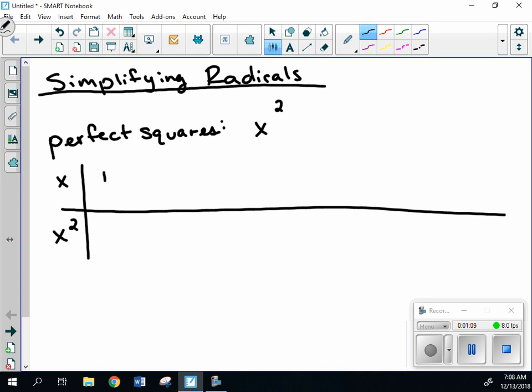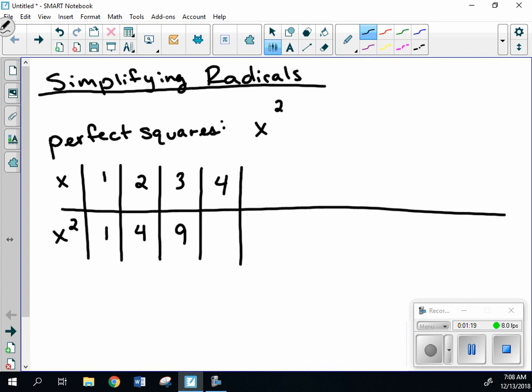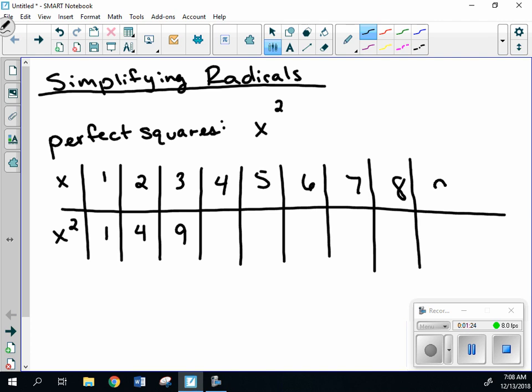So if I have 1, this is going to obviously be 1 squared. Then if I have 2, 2 squared is 4. 3 gives me 9. You kind of see where we're going with this. I'm only going to go up to 10 right now, but your chart will actually go up to 15. But these perfect squares are going to help us to simplify our radicals. And the reason why is because we're breaking down the radical in terms of perfect squares.